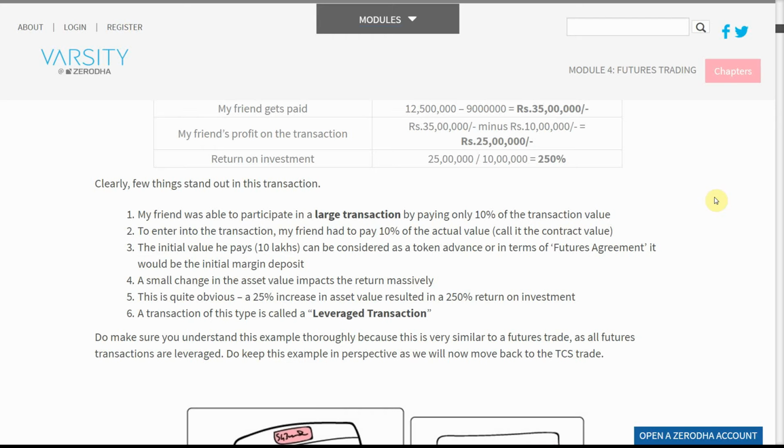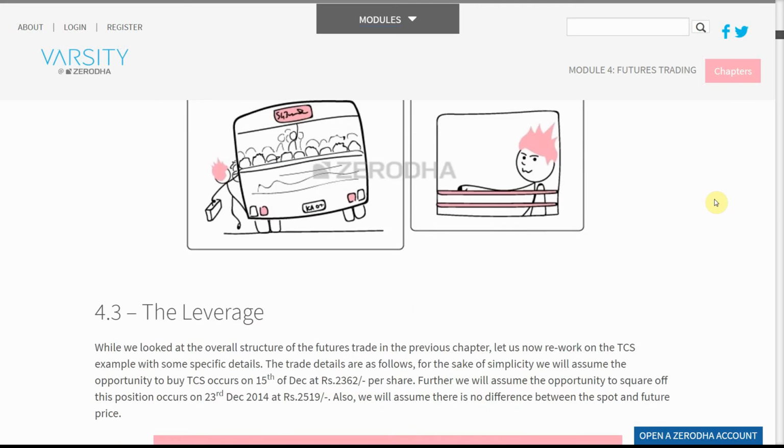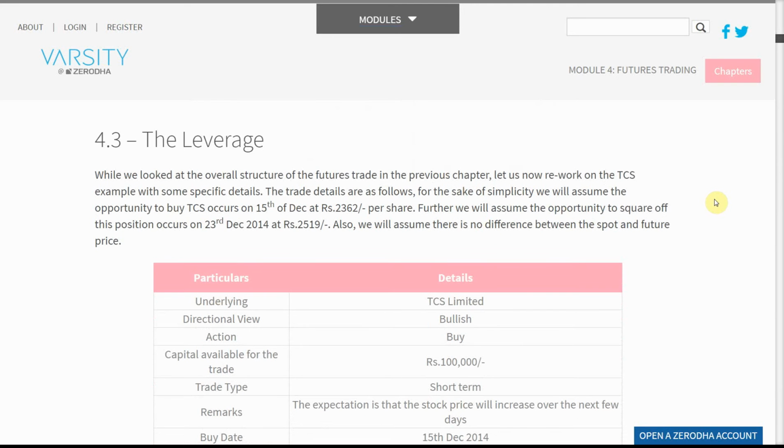A transaction of this type is called a leveraged transaction. Do make sure you understand this example thoroughly, because this is very similar to a futures trade, as all futures transactions are leveraged. Do keep this example in perspective, as we will now move back to the TCS trade. 4.3 The leverage. While we looked at the overall structure of the futures trade in the previous chapter, let us now rework the TCS example with some specific details.